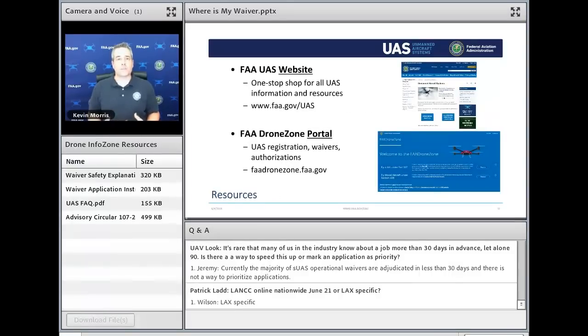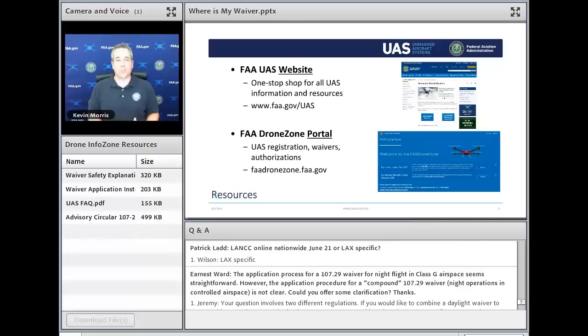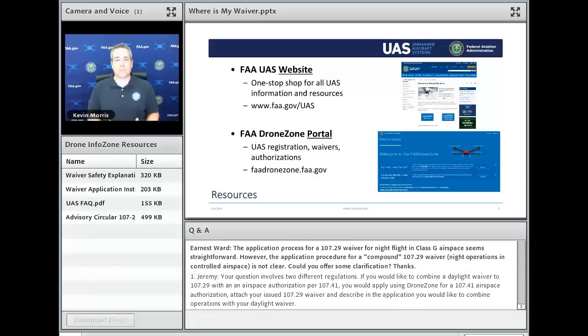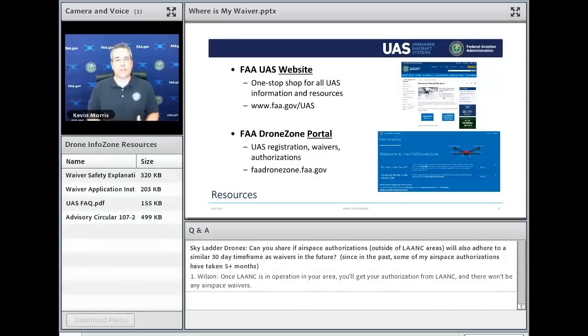There are resources available to you that are free, provided by us to help you folks out. And one of the best resources available right now is our FAA UAS website. You can get to that website by visiting www.faa.gov/UAS. And it's really your one-stop shop for all UAS information and resources. Pretty much everything you may need to know or want to know or maybe heard about is going to be on that website. What we've been talking about mostly today is our Drone Zone portal.